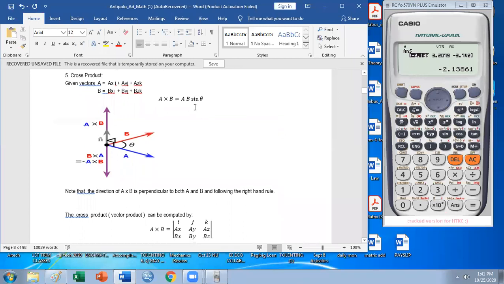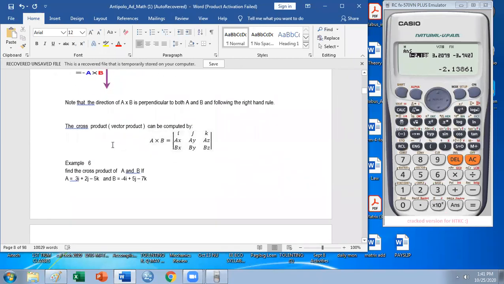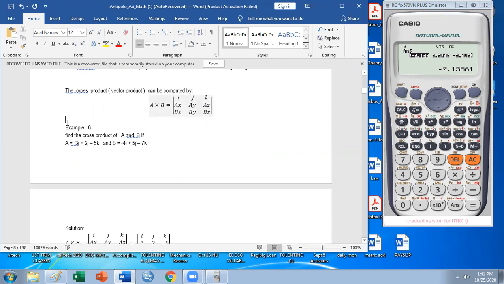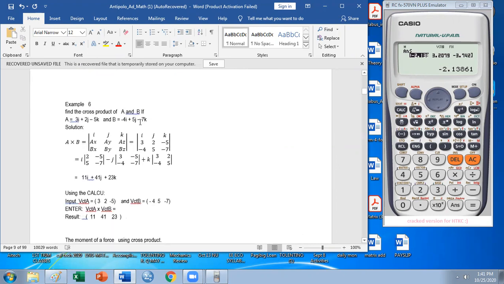Let's move on. This is the definition of the cross product. A cross B is defined as the determinant of i, j, k, Ax, Ay, Az, Bx, By, Bz. Look at this example 6. Find the cross product of A and B. So we write i, j, k, then 3, 2, negative 5 and negative 4, 5, negative 7.